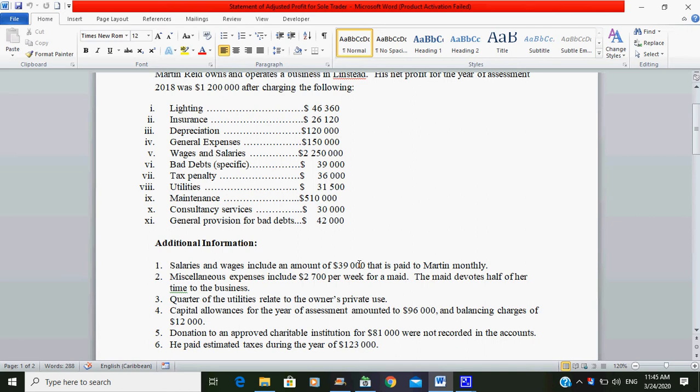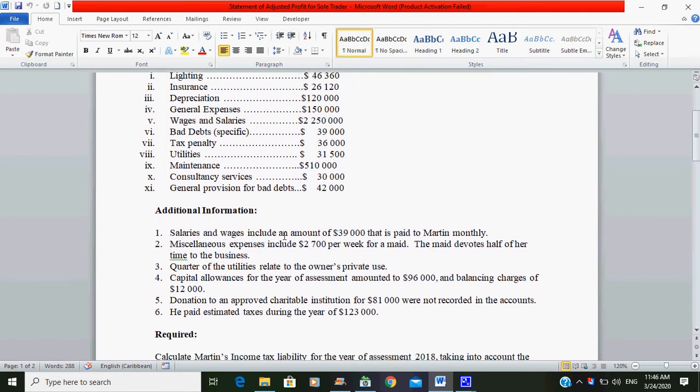Miscellaneous expenses include 2,700 per week for a maid. The maid devotes half of her time to the business. Half of the money that the maid gets should be added back, because she devotes half of the time to the business and the other half of the time goes to the personal affairs of the owner. A quarter of utilities relate to the owner's private use. That quarter should be added back. Good. Capital allowances for the year of assessment amounted to 96,000.